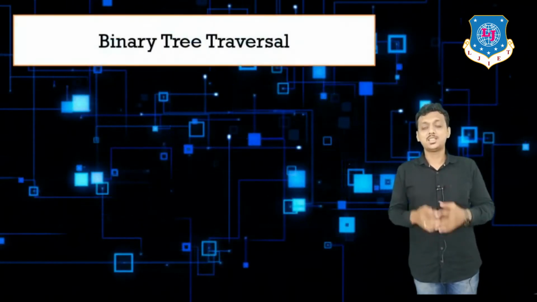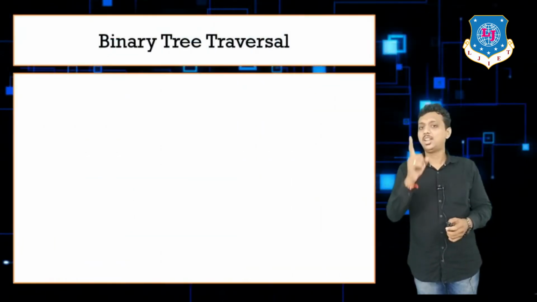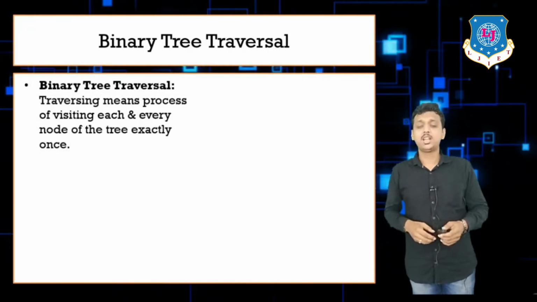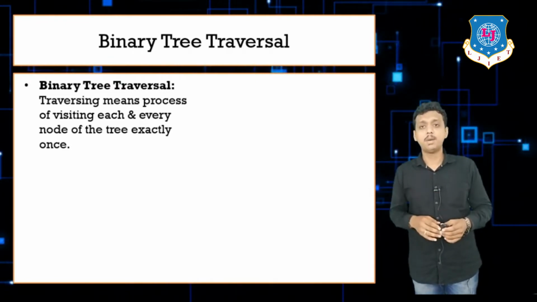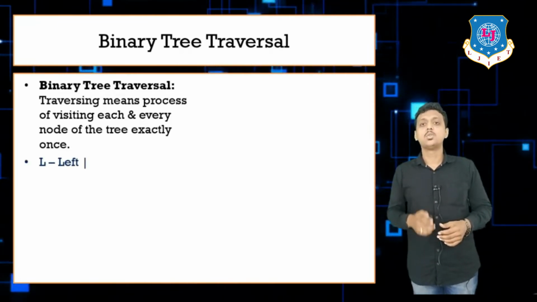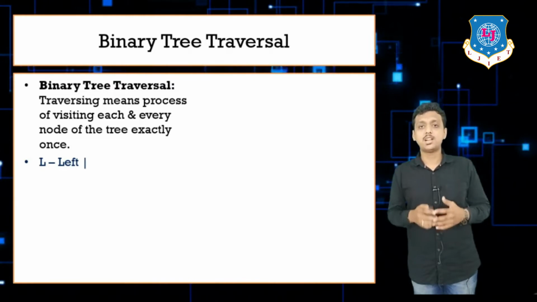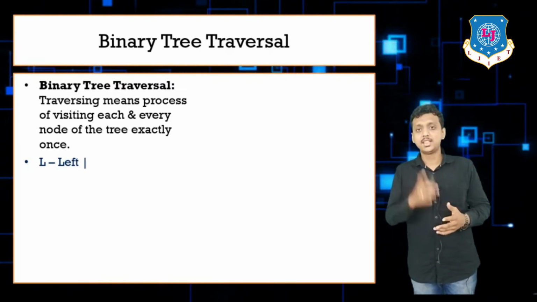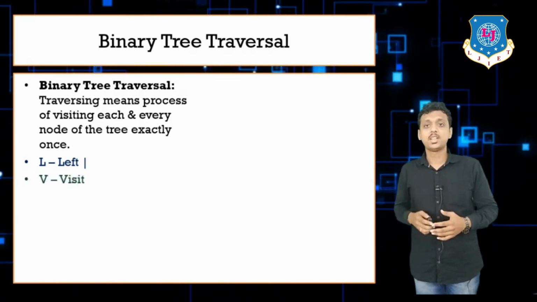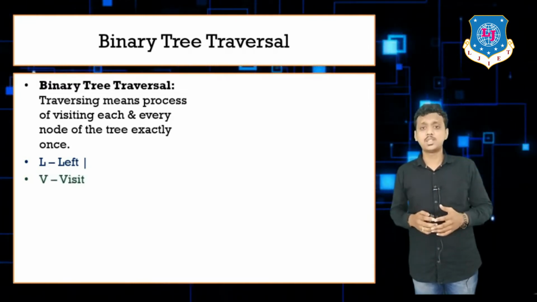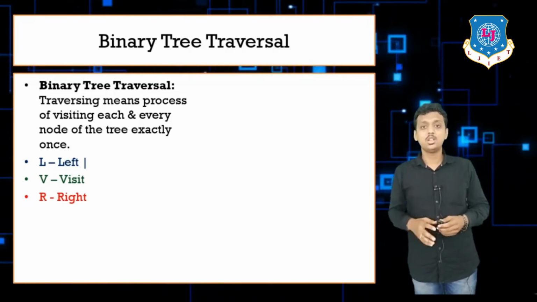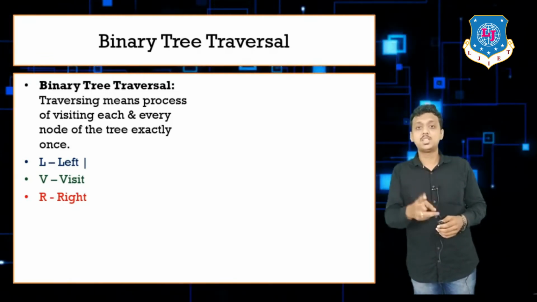So let's first start with what we mean by binary tree traversal. Students, here is the definition: when you visit each and every node of a binary tree, that operation is known as traversal in a binary tree. Before understanding how we are going to perform it, let me show you some terms. The first one is L. L stands for left. Then we have V. V stands for visit, and then another term is R. R stands for right. So here three terminologies are there: left, visit and right.